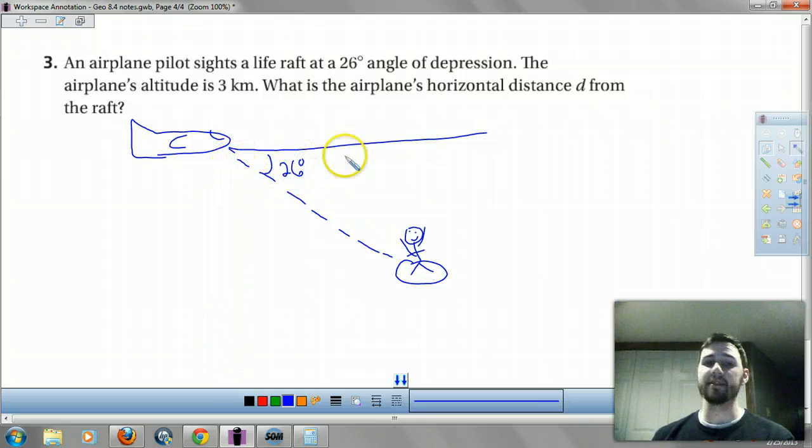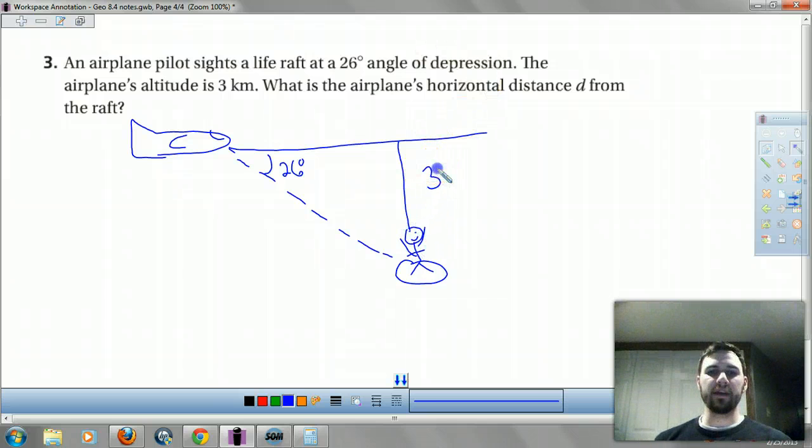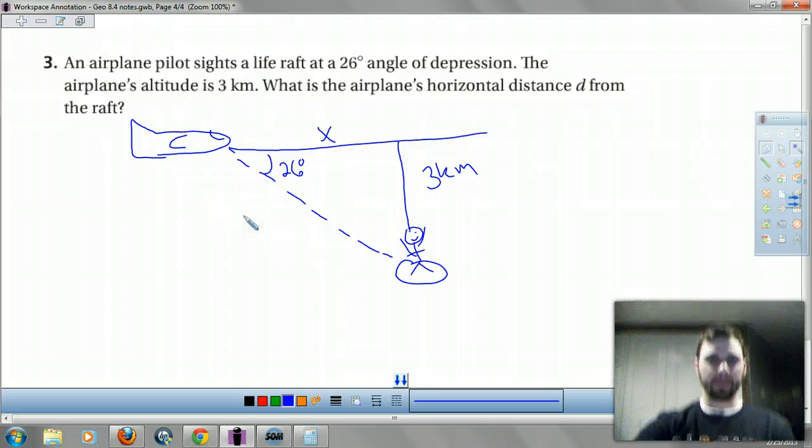Not this angle, guys. These lines always come straight out from it. Okay. Your altitude is 3 kilometers, right? You want to find your horizontal distance to that person, so you can drop maybe a life vest or drop them like a Pop-Tart or something. They're probably hungry. Okay.